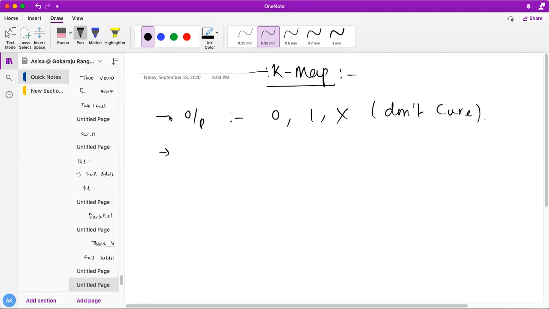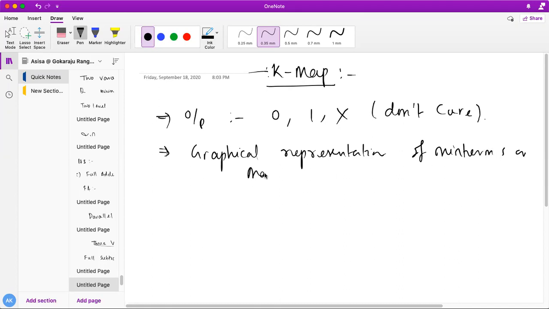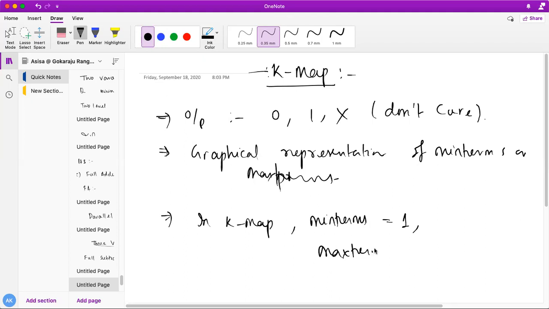So mainly K-map is nothing else. K-map is the graphical representation of presence of minterms or maxterms. Okay, minterms or maxterms. Next, in K-map mainly what will happen? In K-map the minterms are represented as 1 and maxterms are represented as 0.